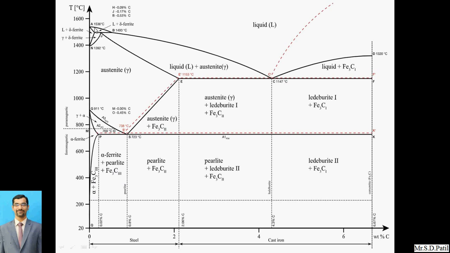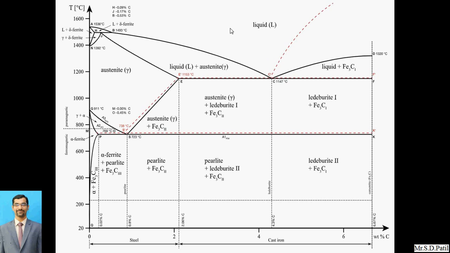Now, in this particular diagram, above 1539 everything will be in the liquid phase, and below the liquid phase the different kinds of phases are shown in the Fe-Fe3C diagram. So when you go above this particular temperature, that is 1539, everything will be present in the liquid state only. There are no different phases above 1539 degrees Celsius.